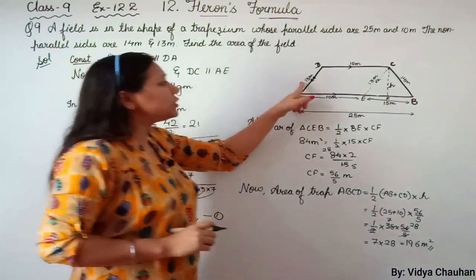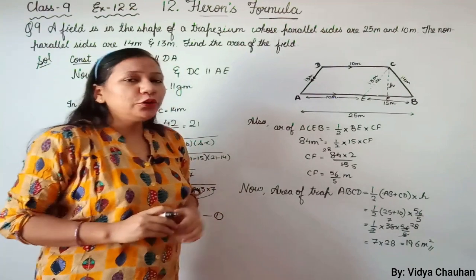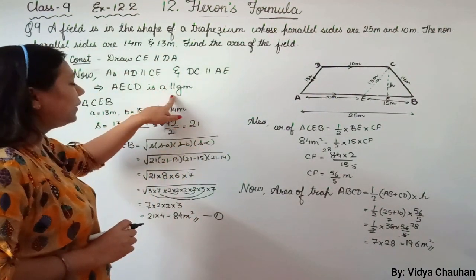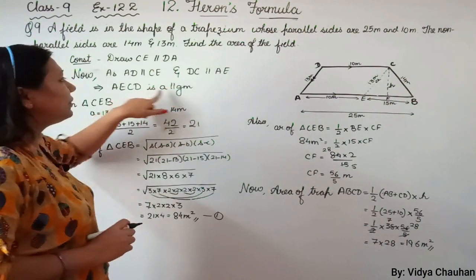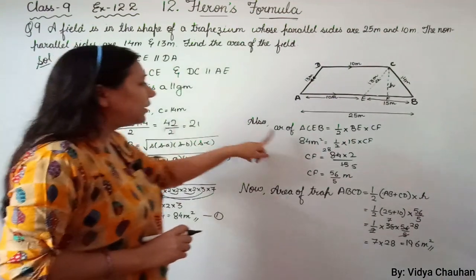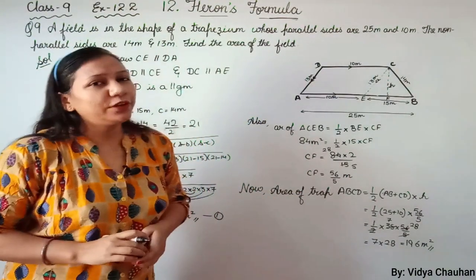So this is how we can find the area of any trapezium, a normal trapezium or an isosceles trapezium in which the non-parallel sides are also equal. So this is how you can find the area of a trapezium. First of all, making the parallelogram construction, then finding the area of the triangle, finding the height, and at the last putting the formula for area of trapezium.